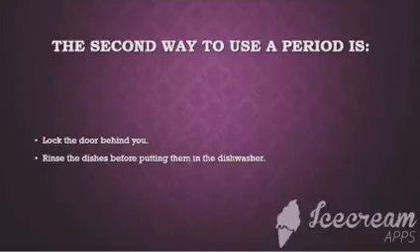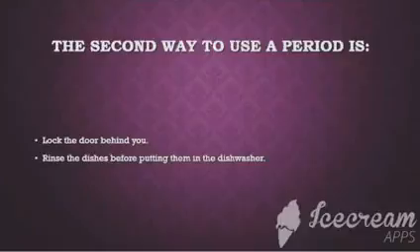In both cases, we had a command. And I can give you different examples about it. For example, lock the windows behind you, or lock the dog behind you. And I gave you a command. And you can see that we always put a period after the command.